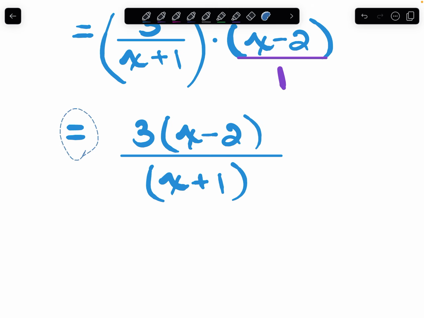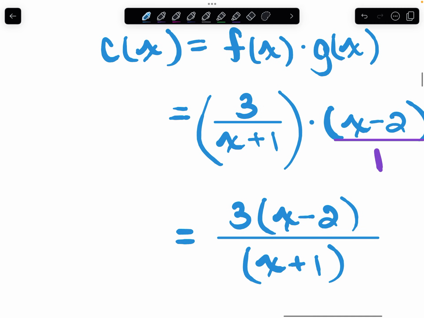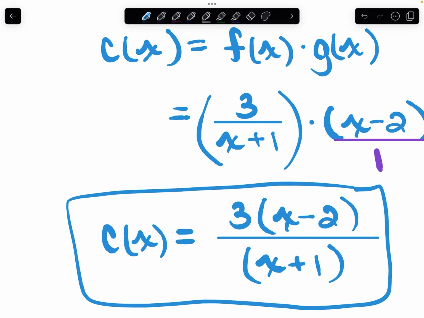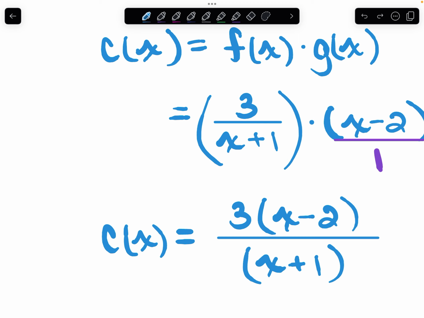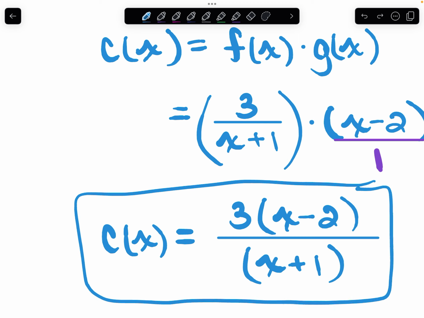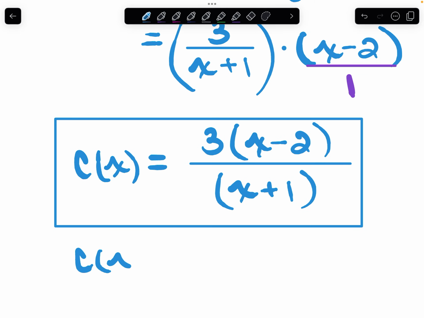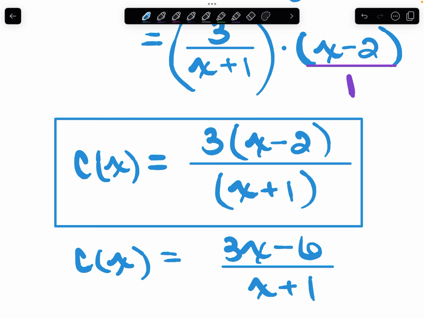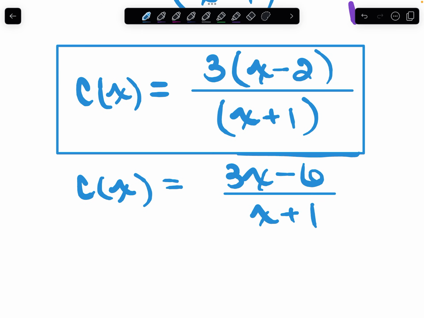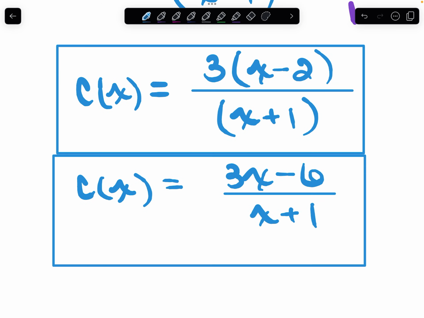As far as simplifying goes, it's going to depend on what you look at. Some people call this simplified, so I would accept this as an answer. It's fine with me, because there are disadvantages and advantages to leaving it factored versus unfactored. If you did choose to distribute that 3 through, you would get 3x minus 6 all over x plus 1, and I'm good with that one too. So you could write it either way. Let's see if I can double box. There we go. So this or that, I'm good with either one.